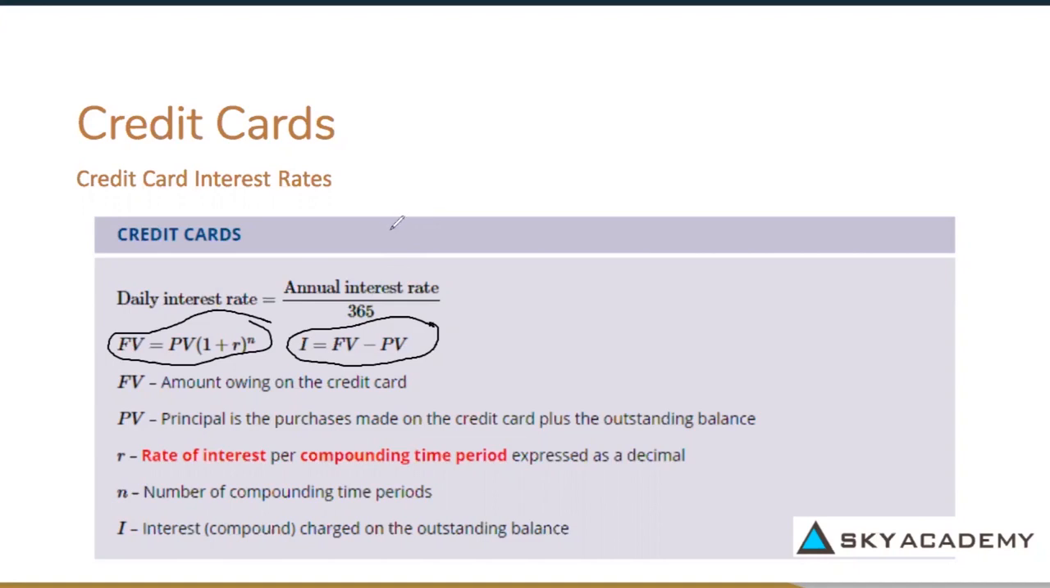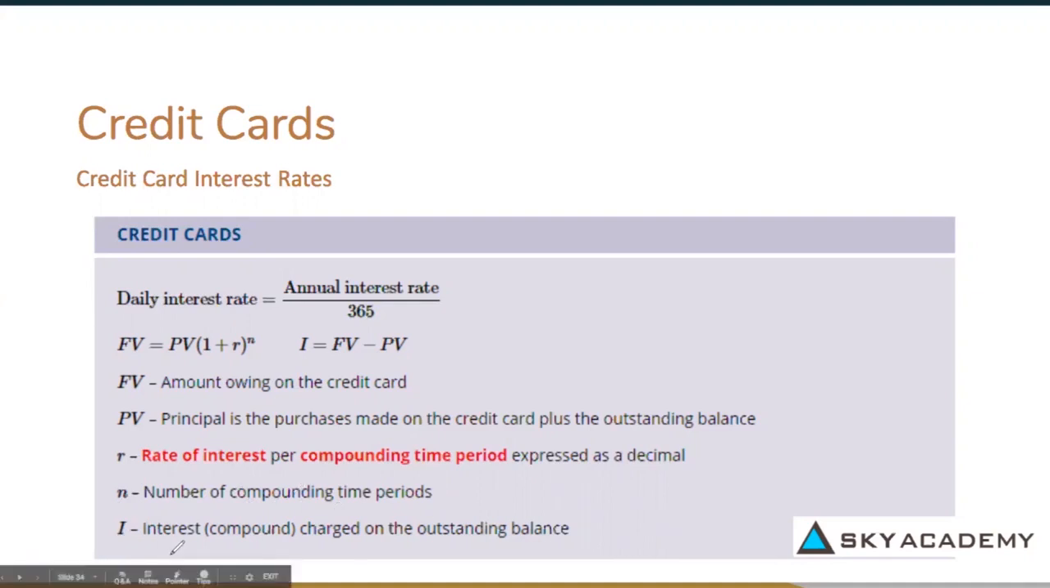Then we know that the future value is the amount owing on a card, or the amount that it will come to after interest is added to it. The PV is the principal value, or the purchase price of what you made. So if you used your credit card to buy groceries and the groceries came to a total of $20, then your PV would be $20. And say the interest that you earned on that $20 was $3, then your FV would be $23. Once again, we know that R equals the rate of interest, N is the number of time periods, and I is the interest. So let's have a look at some examples.